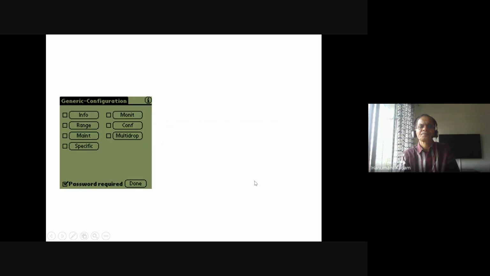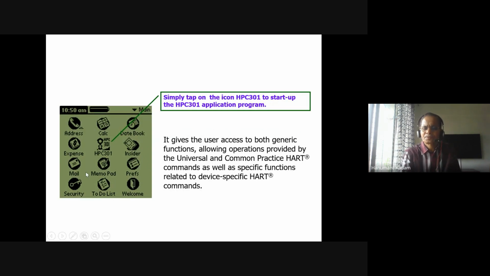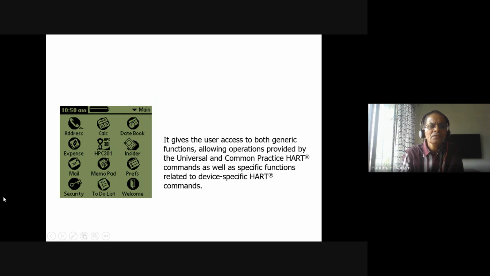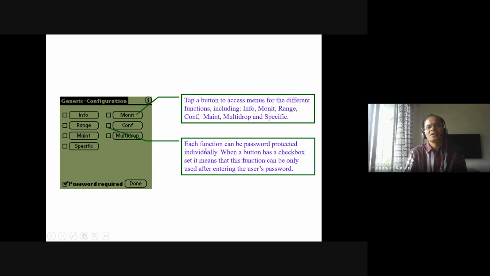This I will skip, because in the communicator, this is what you get displayed. You can see here address, calibration, data book, communicator details inside. Like this, you can click on this. You get generic configuration information, range, maintenance, specific, multi-drop, configuration, monitoring, password required. So if you are changing the range, you just click on this and you can change the range like this.